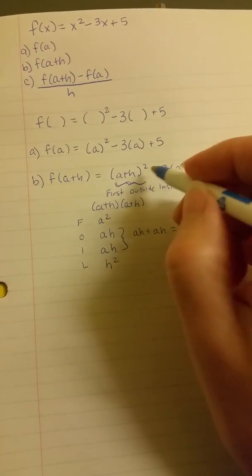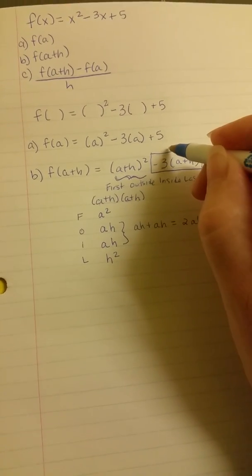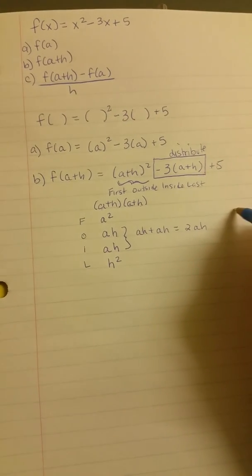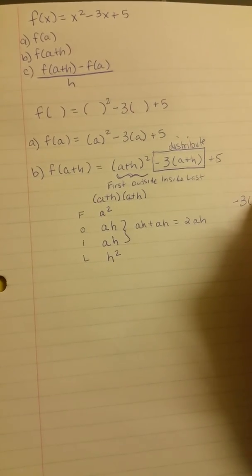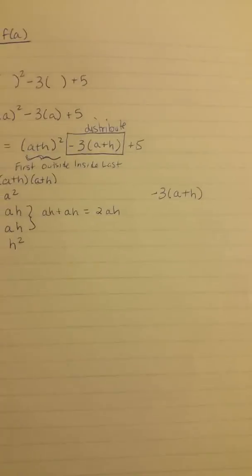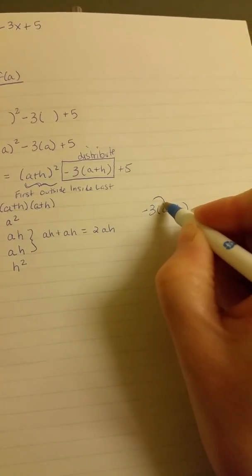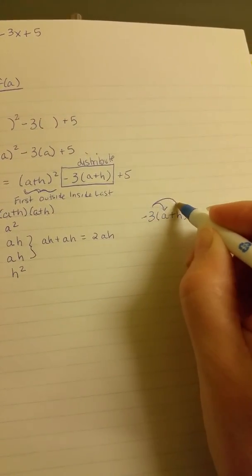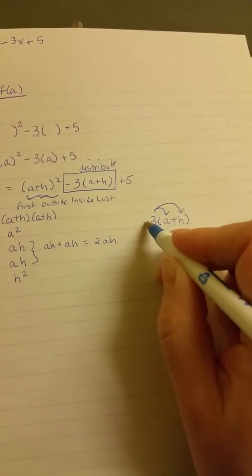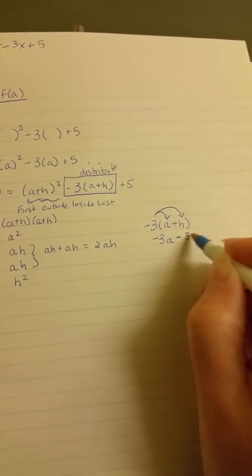So then for the second set of parentheses here, I'm going to take the sign and everything, and I'm going to want to distribute. So negative 3 times the quantity of A plus H. You say quantity of when it's in parentheses. You're going to distribute, so you take negative 3 and multiply it by A, and negative 3 and multiply it by H. So you get negative 3A. Negative times positive is negative. 3 times H is 3H.